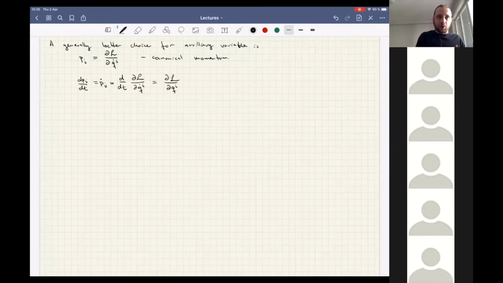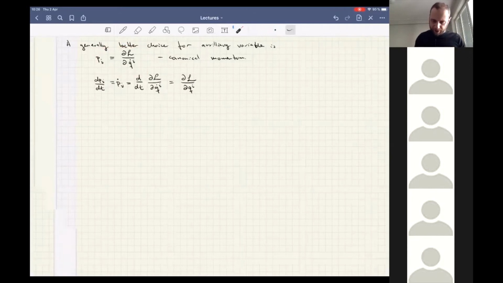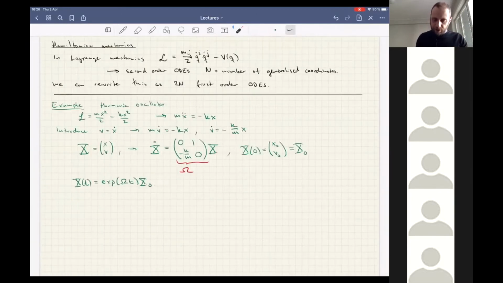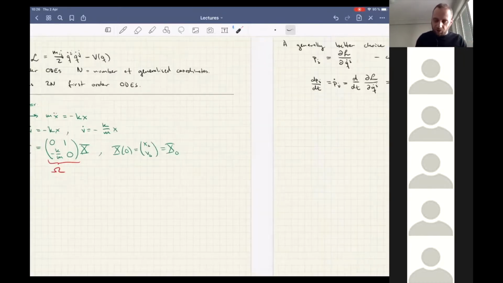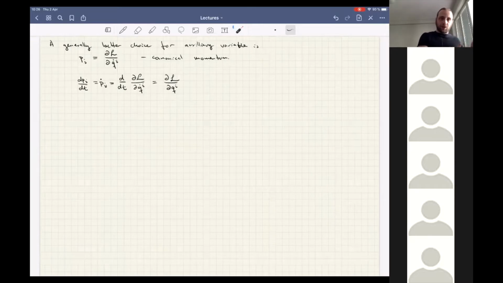The other equation of motion is going to come from the definition of p_i over here, because if we take the derivative of the Lagrangian with respect to q dot, we're going to get something which contains q dot, and solving for q dot from those equations is going to lead us to the second set of equations of motion.